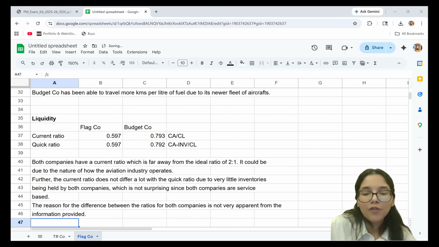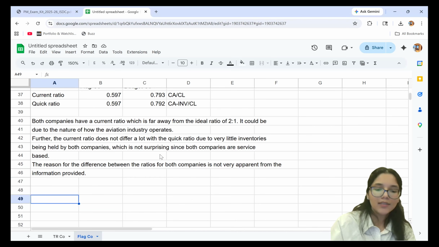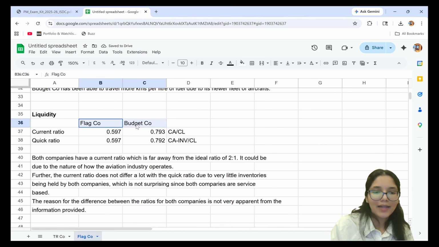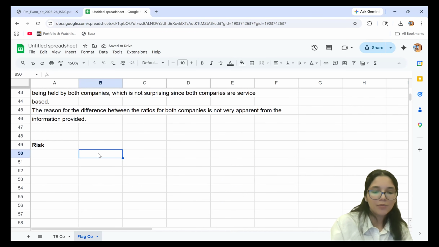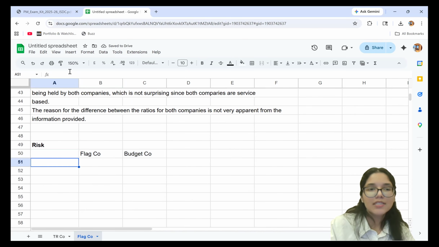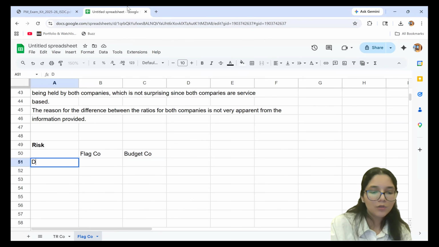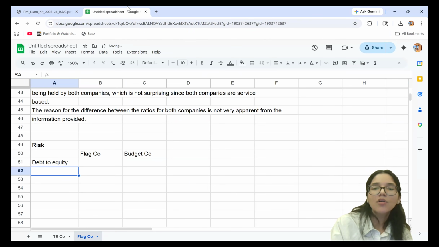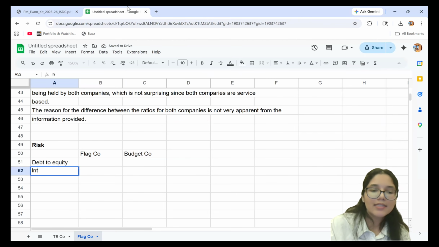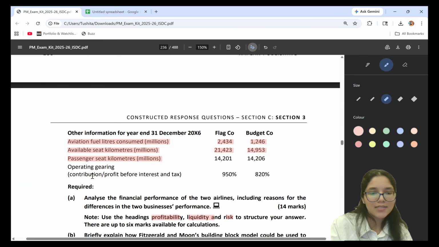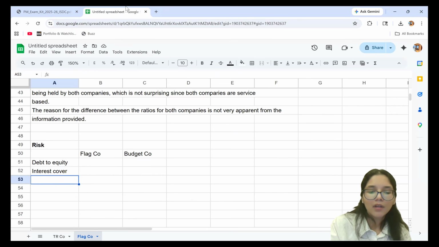So now we will move forward to the third subheading. For the third subheading, we have to talk about the risk. We will first do our calculations. So I put another subheading over here in the name of risk, and I go ahead with my calculations. Flag company, Budget company. The very first ratio we are going to take is the debt to equity ratio, or you can say the gearing ratio. Then another ratio we can calculate is the interest cover ratio. And then one more ratio, which is directly given in the question, that's the operating gearing.